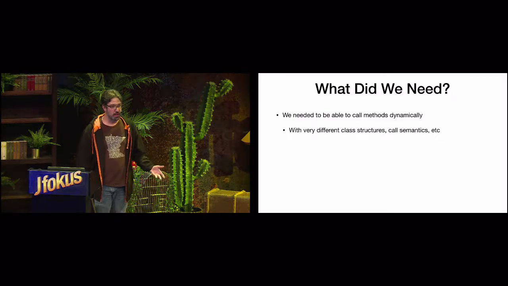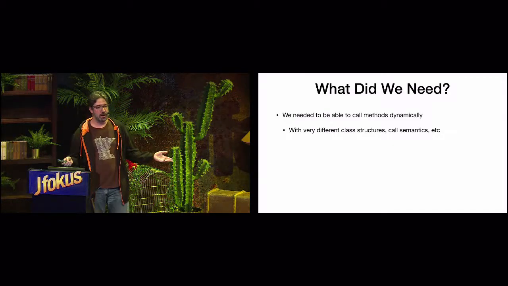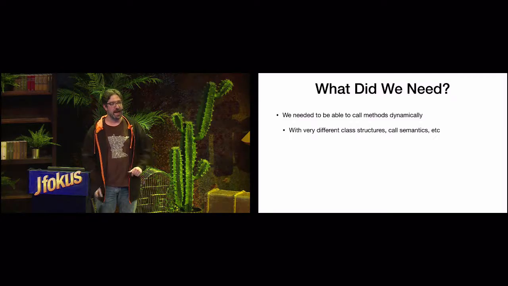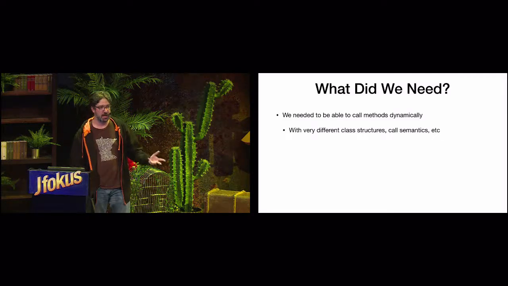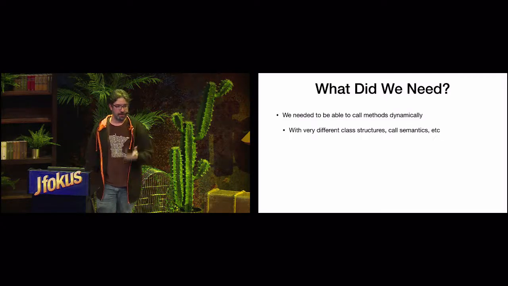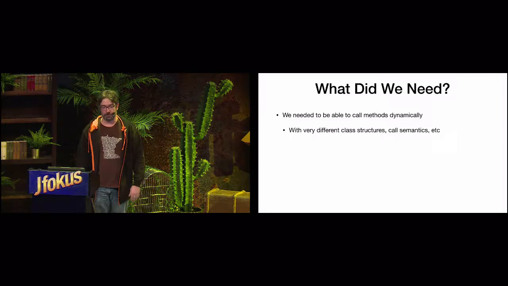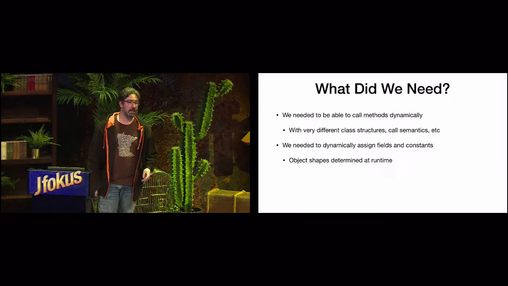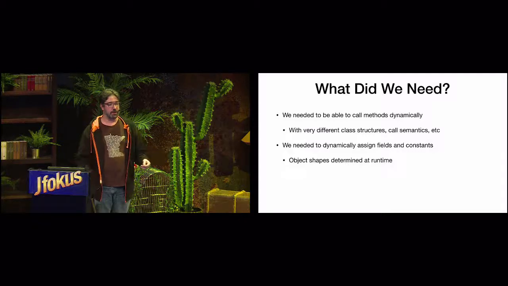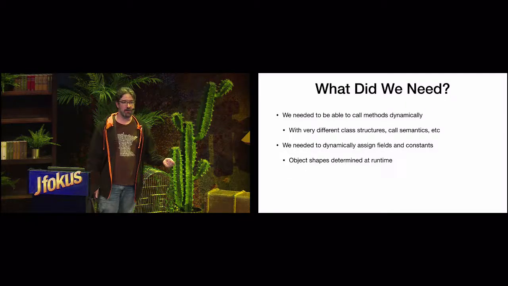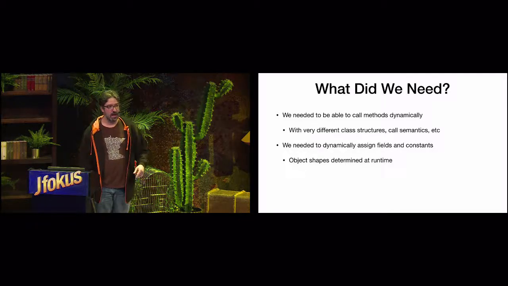For example, in Ruby, all classes basically start out empty, and you just fill it up like a hash of key-value pairs, where the key is the name of the method, and the function that represents that method is the actual value. So very different than a Java class structure. We also need to be able to do things like dynamically allocating fields. In Ruby, you don't say what fields your object has ahead of time. As they're assigned, room is made for them in the object. And so that needs to be done dynamically at runtime.